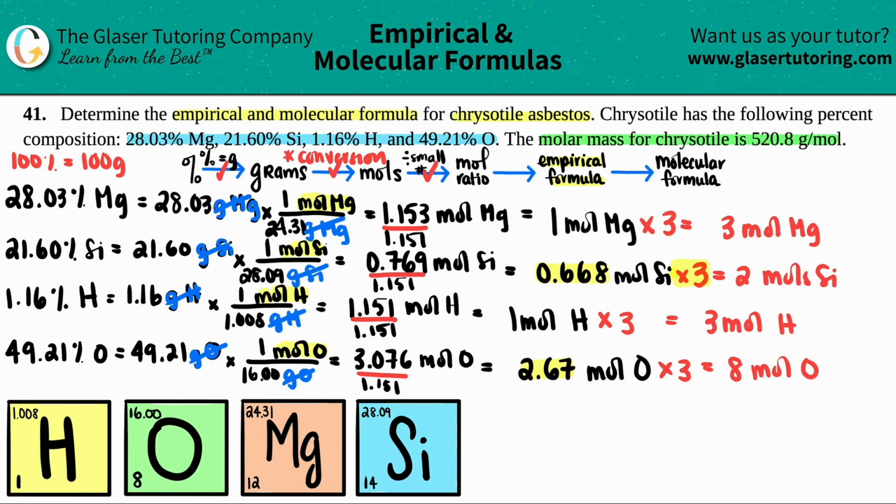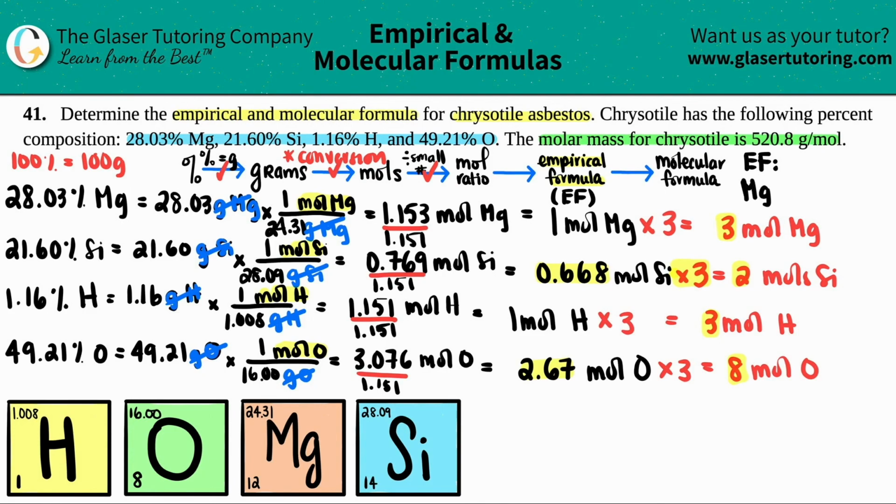Now all we got to do is just take the mole values and make an empirical formula. So maybe I will put my empirical formula up here. And I'll call this, let me put this in parentheses, I'll just call this an EF, right? Empirical formula, EF. So my empirical formula would be, I'll start from the top and work my way down to the bottom.